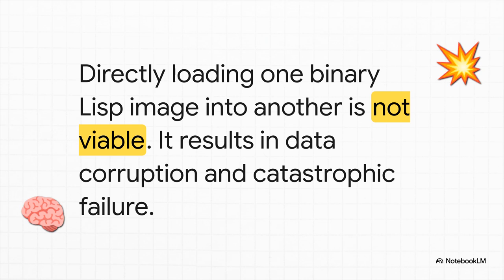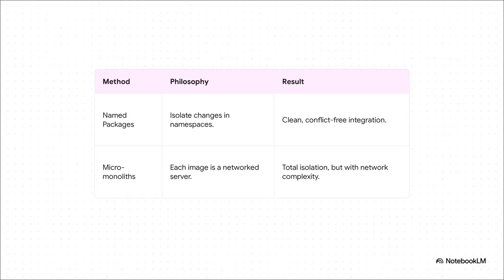Right. First things first, let's get the obvious but completely wrong solution out of the way. You cannot just merge two live Lisp images. It's a binary snapshot of memory. Trying to load one into another would be like trying to merge two brains. The result is just data corruption and a catastrophic crash. Don't do it. Instead, the system offers two pretty elegant solutions.